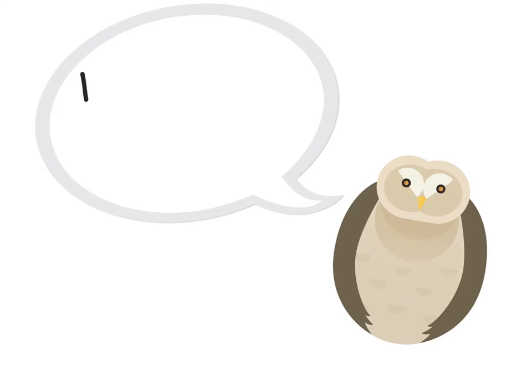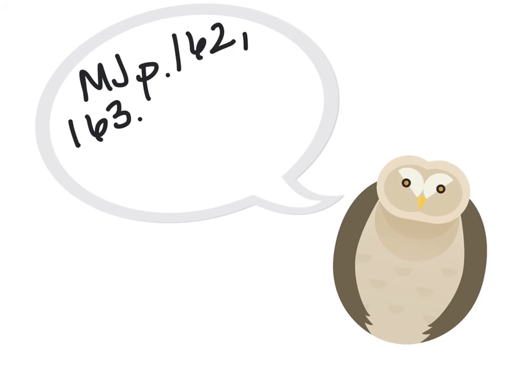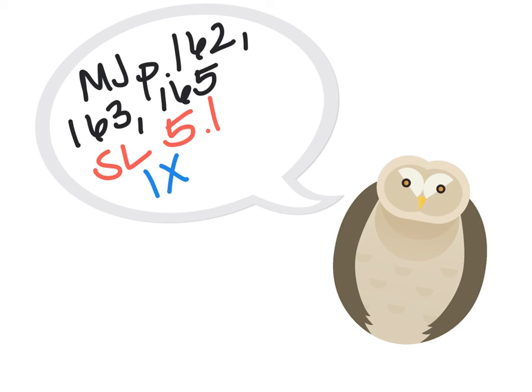Today for your assignment, you have Math Journal pages 162 to finish that up, 163, and 165. You also have a study link, 5.1, where you'll be doing some measuring, classifying angles. And you have IXL CC2. All right, go ahead and get to work.